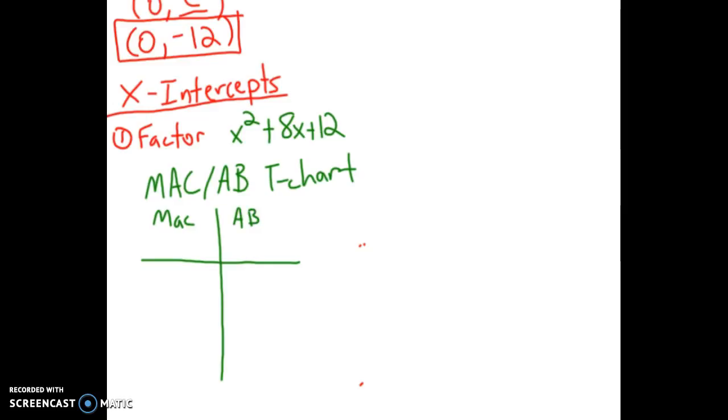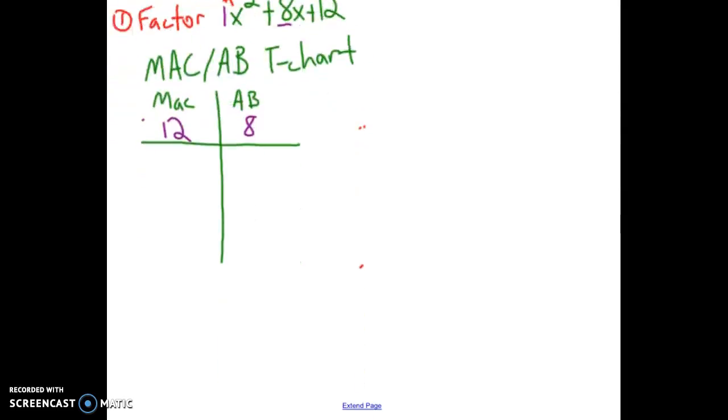MAC stands for multiply the A term, which is here. This is the B term, and this is the C term. Use a different color. So the A term in this case is a hidden 1. The C term is 12. So you multiply the A and the C term together, and that goes right here. 1 times 12 is 12. And then AB stands for whatever factors multiplied to this, the A and C term, they add to the B term. So I just put the B term right here. That is just a table to help me visualize this, to help me think of factors of 12 that add up to 8.